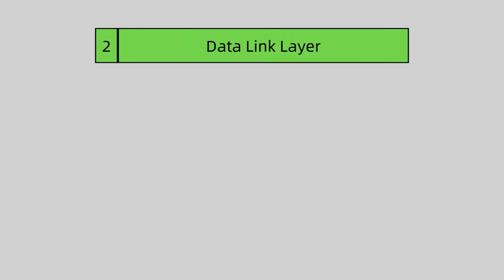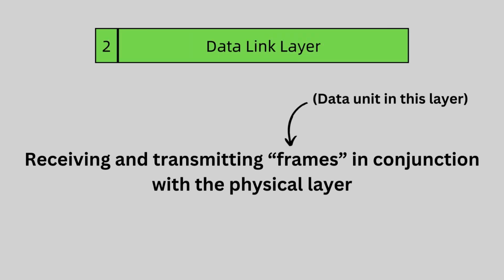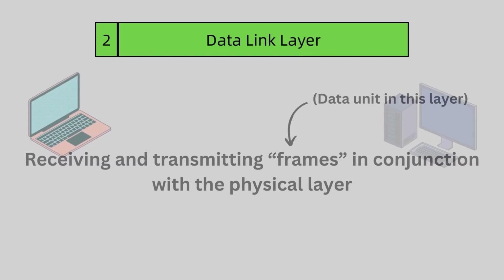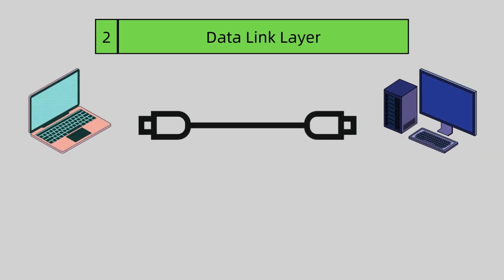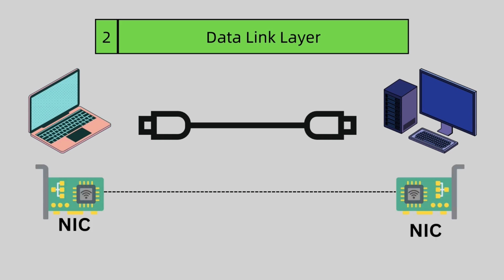Next, let's delve into the second layer of the OSI model, the data link layer. This layer is responsible for transmitting and receiving frames in conjunction with the physical layer. It accomplishes this through a direct connection between the physical medium that transports bits, the ones and zeros that contain data, and the network interface card, or NIC, of both network devices. The NIC serves as the bridge for the transmission of frames, which are the standard form that data takes in the data link layer between network devices.